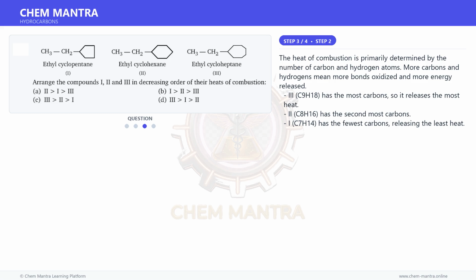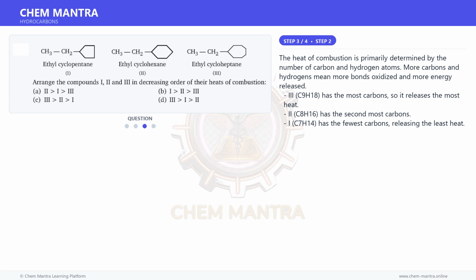Moving on to the next step. The heat of combustion is primarily determined by the number of carbon and hydrogen atoms. More carbons and hydrogens mean more bonds oxidized and more energy released.